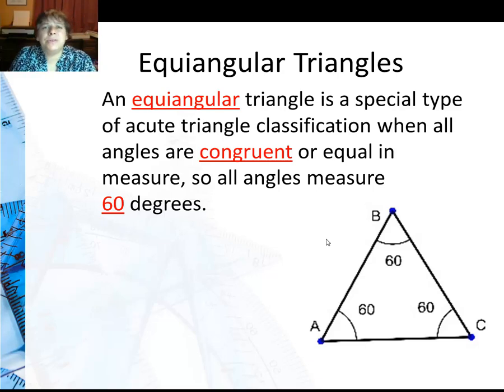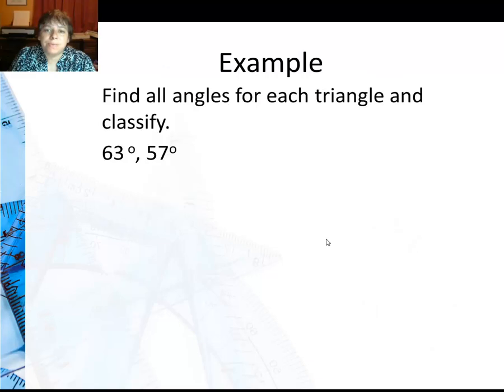An equiangular triangle is a special type of acute triangle where all of the angles are congruent. Well, if all three angles have to add up to 180, then the only value they can have is 60 degrees. So it's automatically a 60-degree triangle where each angle is 60. It's equiangular, and it's also equilateral.